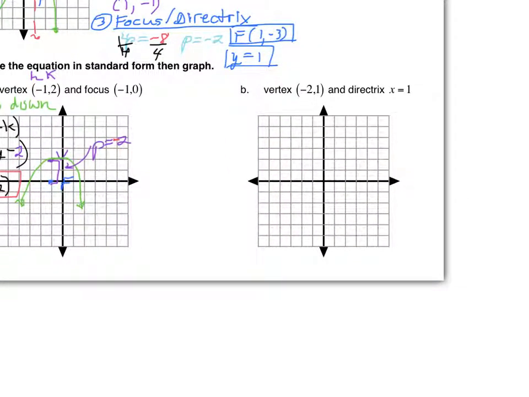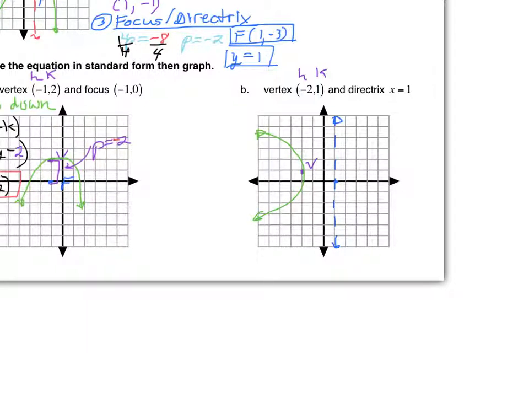So plot your vertex. They've given you h and k. So let's plot negative 2, positive 1. And then my directrix is x equals 1. So I plot a 1 on the x-axis, and I want to cut that x-axis into 2 pieces, so it has to be a vertical line. Does my parabola open towards the directrix or away from it? Away. So it has to be a left-facing parabola.